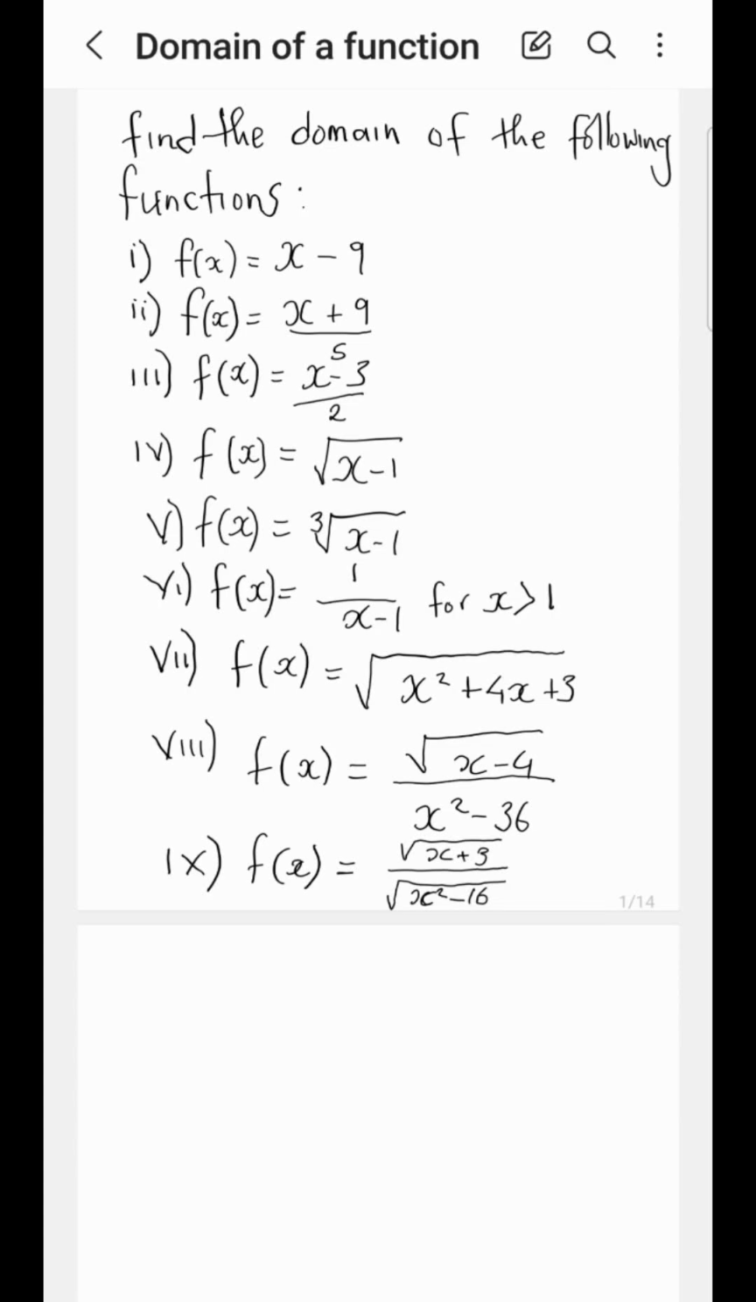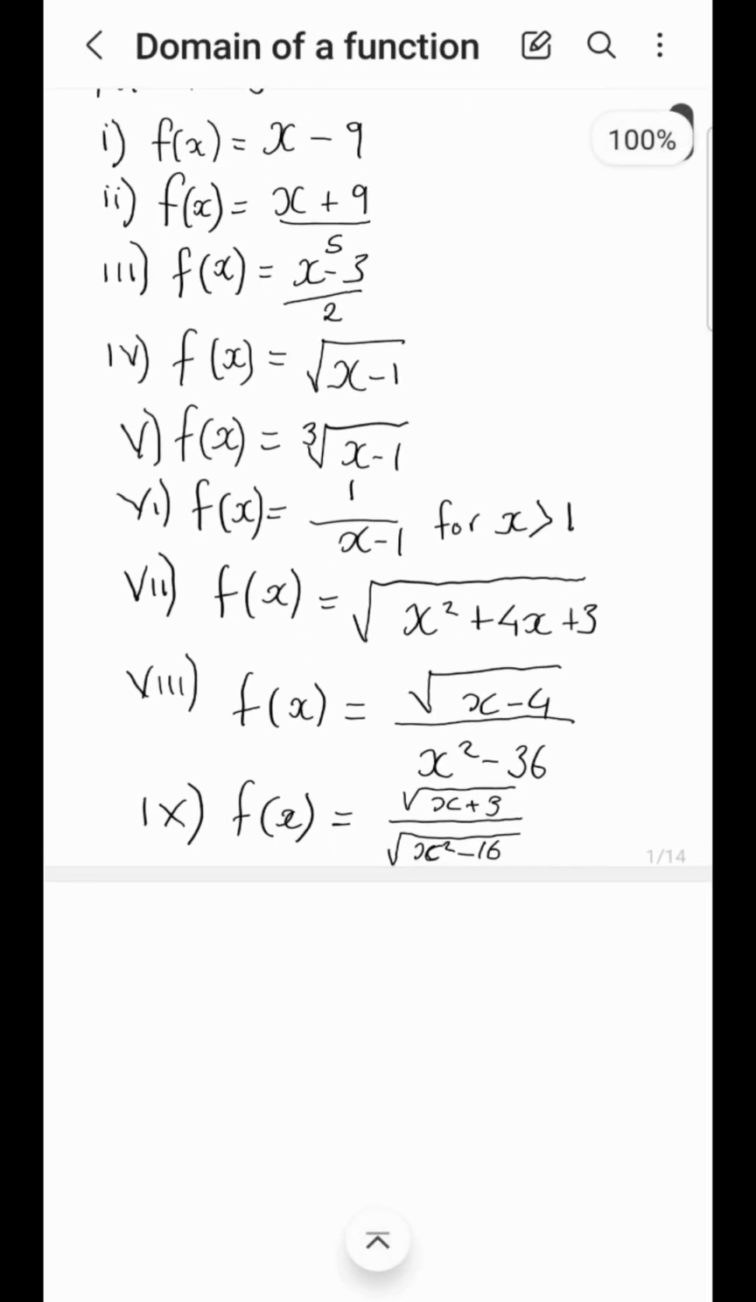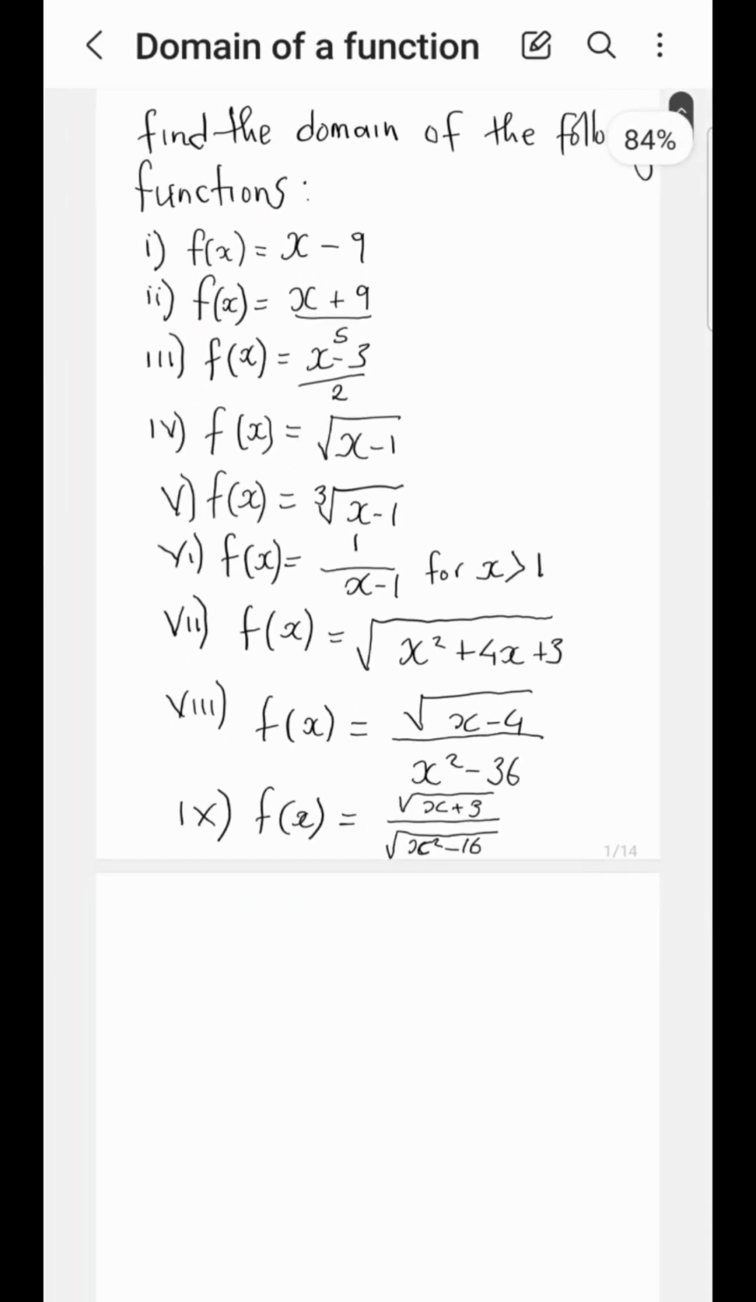So in this video we're going to look at functions, and to be specific we're going to look at how to find the domain of a function. So what do we understand by the domain of a function? The domain of a function is just the values of x that will make a function to be defined. So we'll do the following examples.